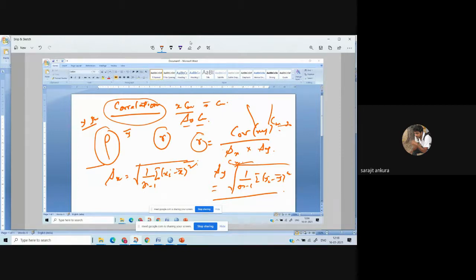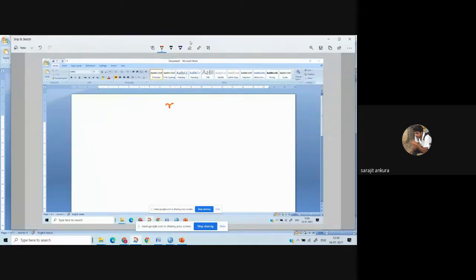Another advantage we get from correlation is that correlation lies between -1 to +1, whereas covariance of xy lies between -infinity to +infinity. So when R lies between -1 to +1, naturally when you solve your problem using any software, you get some value of R. Your part is how to interpret the result.